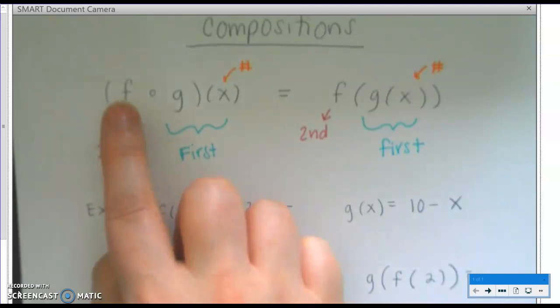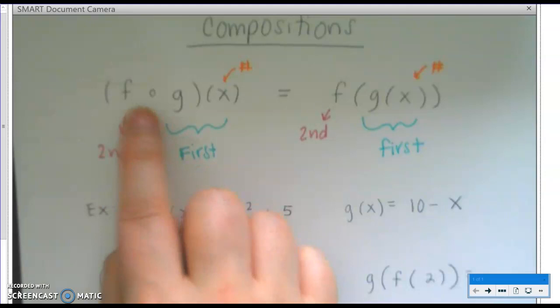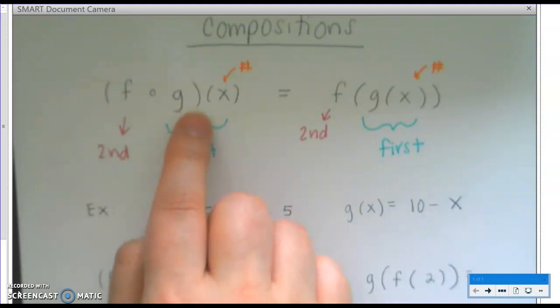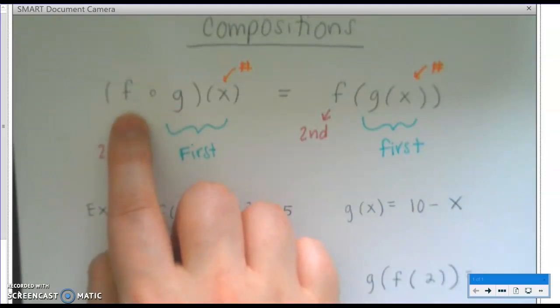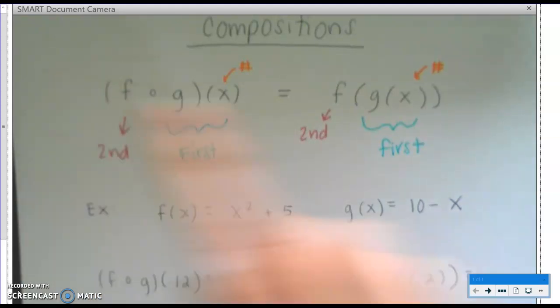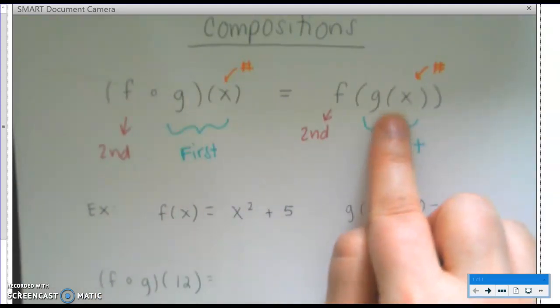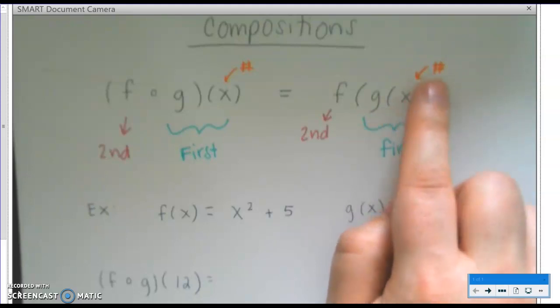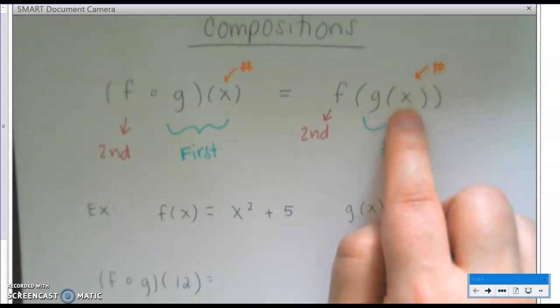So if there were 3 here, you would do the g first, and then you would plug the next number in for f, and then you would plug the next number in to whatever was over there. Same way for this notation. You start with the one that's all the way to the right. It's the one that's closest to the x, and again, you'll have a number in that spot to tell you what number to start plugging in.